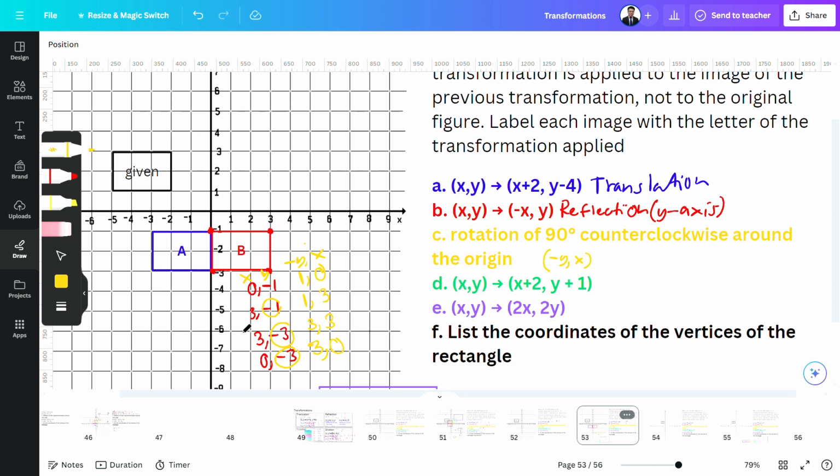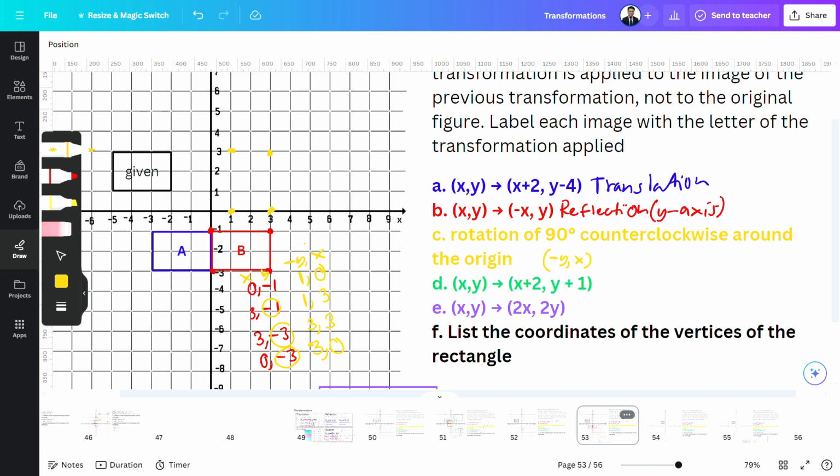So we will just try to plot those. Where is 1 comma 0? 1 comma 0 is here. How about now 1 comma 3? 1 comma 3 is here. Next, we have 3 comma 3. Where is 3 comma 3? So 3 for x and then 3 for y. It's here. And then lastly, we have 3 comma 0. It's actually here.